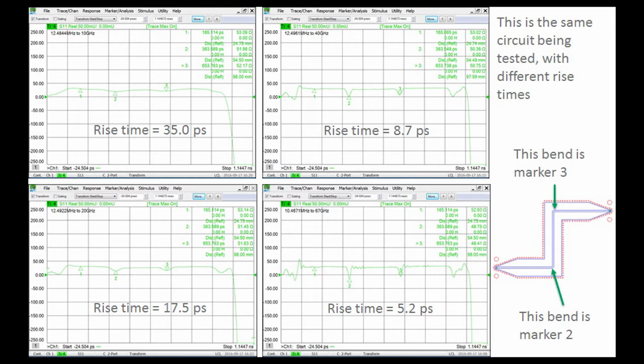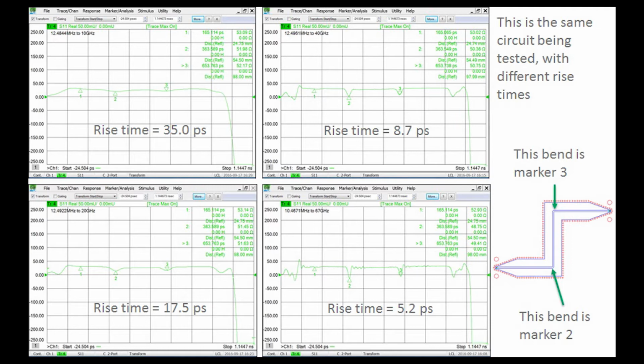Now testing the same circuit with a faster rise time, that's the bottom left picture, rise time of 17.5 picoseconds. Now you're starting to see a little more definition of those right angle bends. And then speeding it up a little more, the upper right picture is showing rise time at 8.7 picoseconds. And then finally, bottom right is the fastest rise time of 5.2 picoseconds.